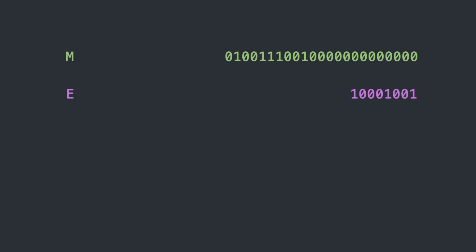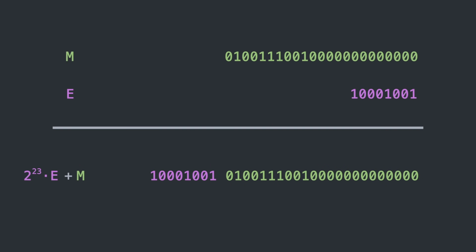For this algorithm and for the rest of this video, it will be useful to think of the mantissa and the exponent as the binary numbers they are. If we are given two numbers, one being the mantissa and one being the exponent, 23 bits and 8 bits respectively, we can get the bit representation with 2 to the 23 times e plus m if you think about it.